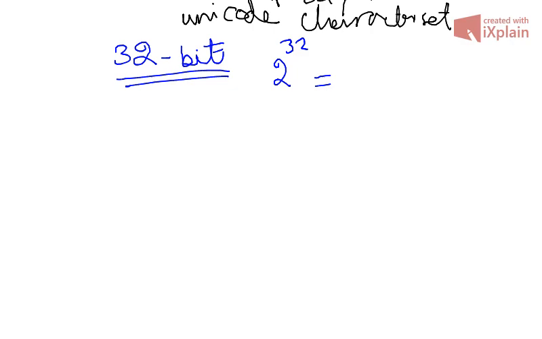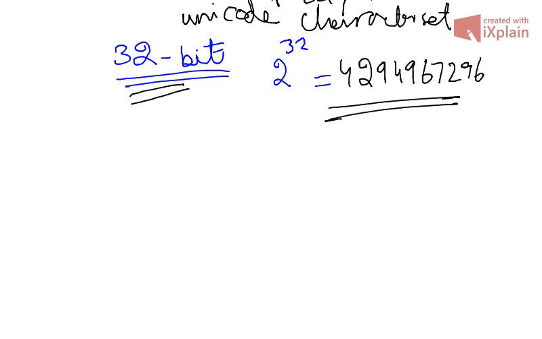It's quite a huge number as compared to your ASCII code. The ASCII code was capable of saving only 128 unique characters, while the Unicode character set saves 2 raised to the power 32 unique characters, which is equal to 4,294,967,296. It is a huge number, and you can save these many characters in memory.